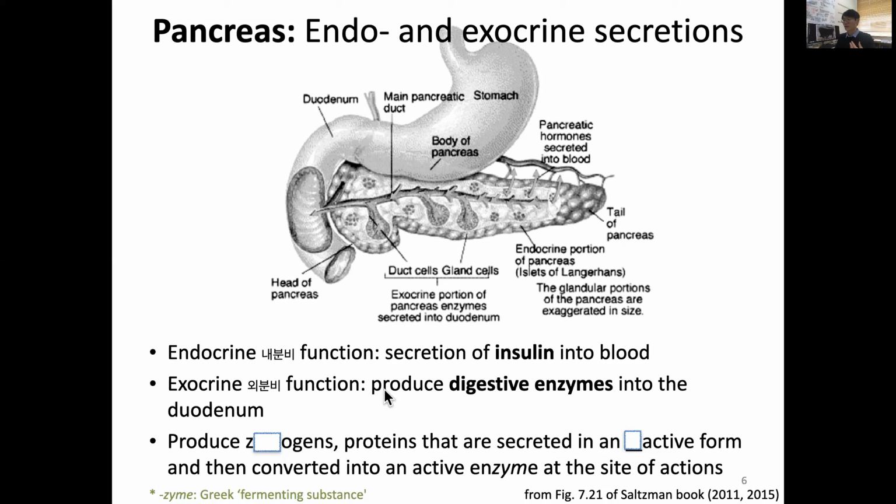So exocrine function is producing digestive enzymes into the duodenum. And again, these enzymes are also digestive enzymes. How we prevent these enzymes from digesting the pancreatic tissue itself is because we secrete these enzymes in an inactive form, not activated yet, but they have to be converted to active enzymes at the site of action, such as here, the duodenum, which secretes the enzyme enterokinase, which activates these enzymes. This kind of precursor enzyme in general we call zymogen. And this zymo comes from enzyme, and zyme means from fermentation or a fermenting substance, because fermentation probably requires enzymes.